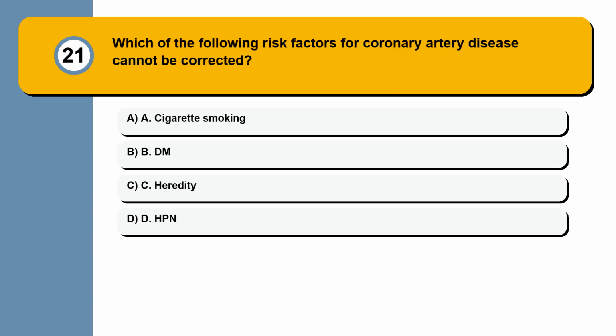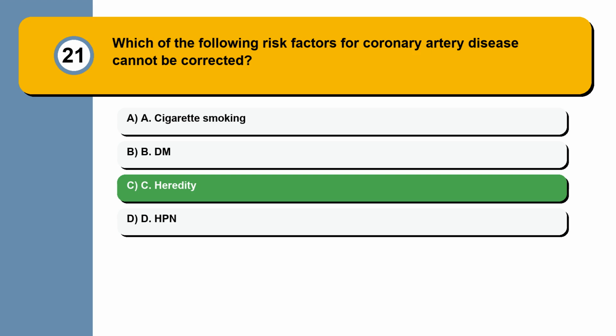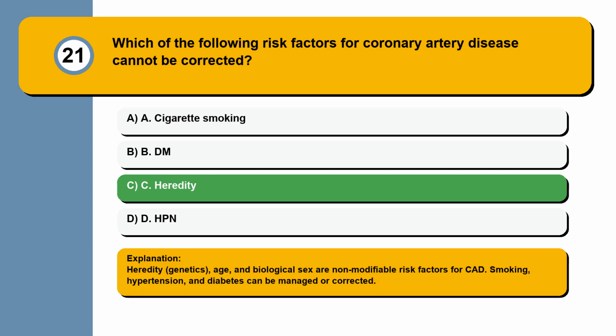Question 21. Which of the following risk factors for coronary artery disease cannot be corrected? A. Cigarette smoking. B. DM. C. Heredity. D. HPN. Heredity, genetics, age, and biological sex are non-modifiable risk factors for CAD. Smoking, hypertension, and diabetes can be managed or corrected.